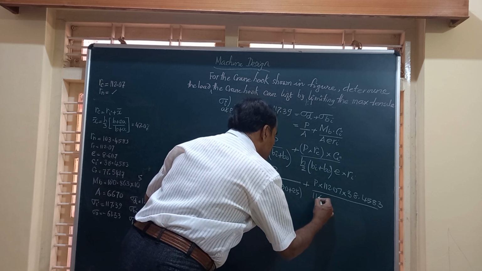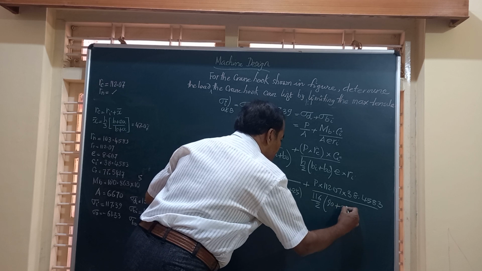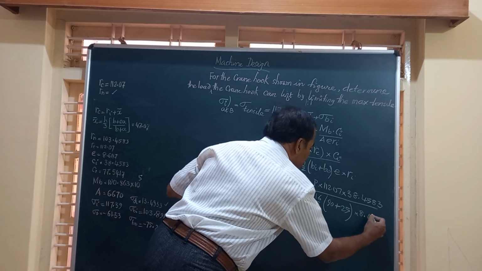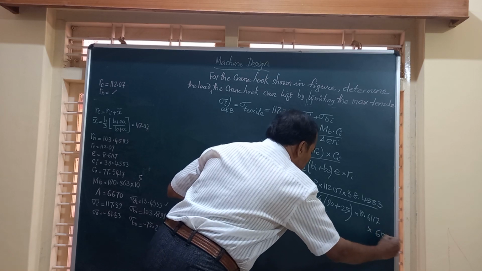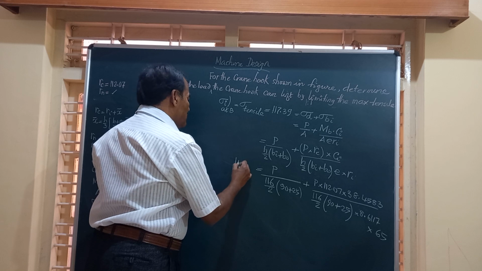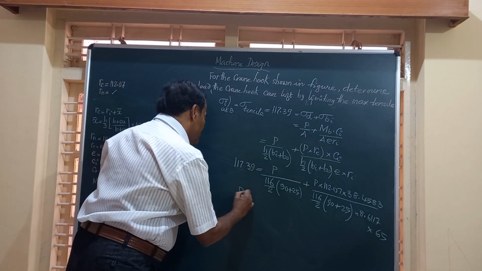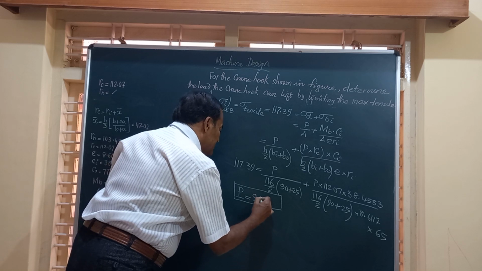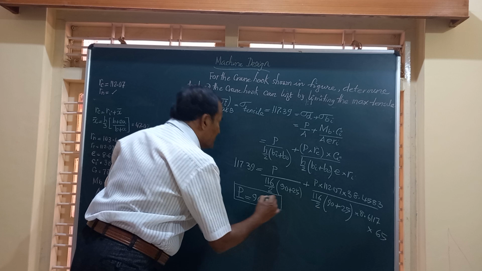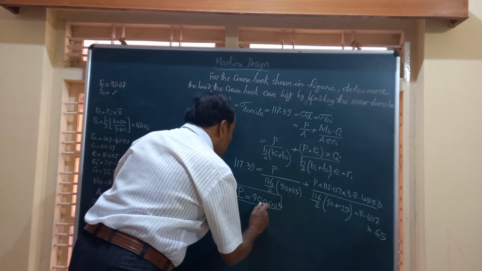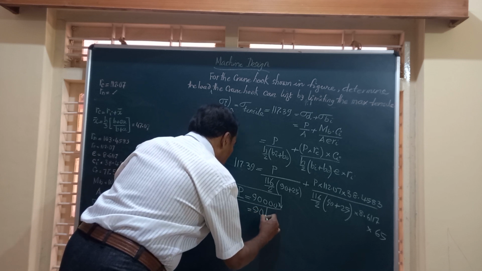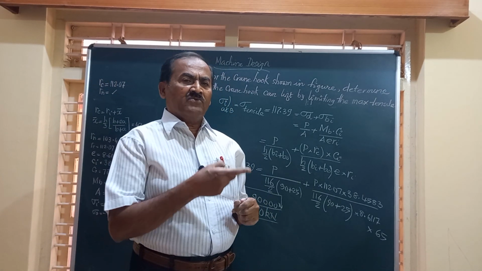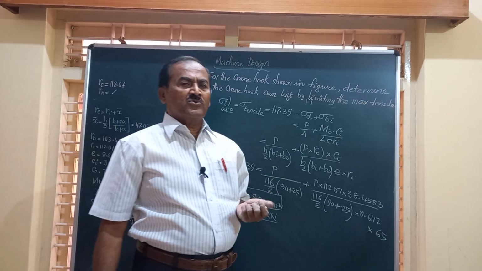Area is same, 116 by 2, 90 plus 25. Eccentricity is 8.6117 multiplied by Ri is 65. And on the left hand side you have got 117.39. Friends, if you simplify this, you get this P is equal to 90,000 Newton, or P is equal to 90 kilonewton. That is the maximum load the crane hook can lift. Any value up to that only this cross section will be able to lift.